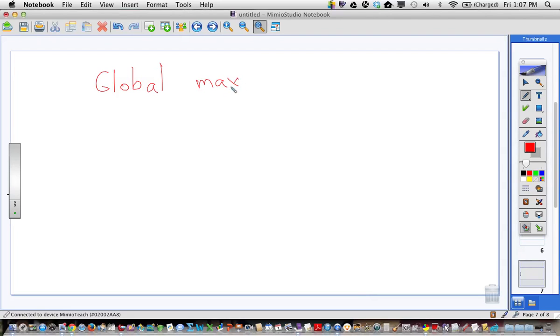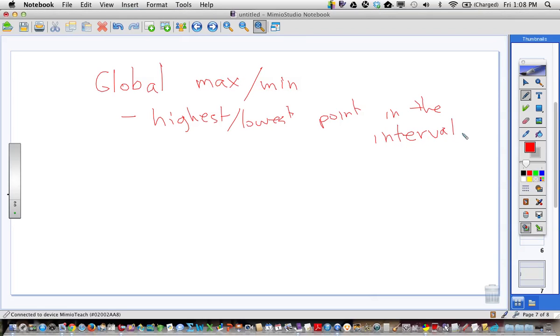Let's just talk about this real quick. Global max min. Now this isn't really a key thing for us here yet. I think there is one homework question that might mention this, but we won't get into this a great deal right now. Global max min is the highest or lowest point in the interval. It's possible that you don't have a global max or min. For example, if you took x cubed, which just goes off in both directions forever and ever, there's no highest point, no lowest point.